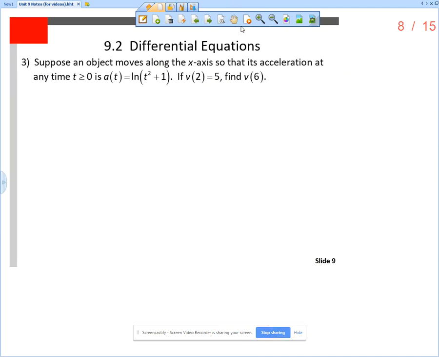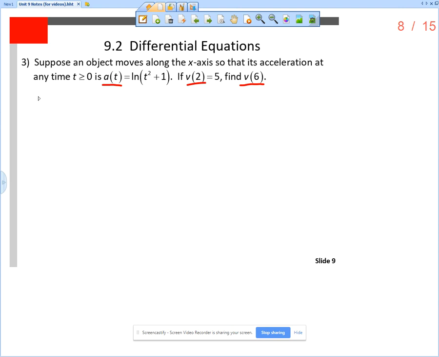All right, slide 9. Suppose an object moves along the x-axis so that its acceleration at any time t greater than or equal to 0 is a of t equals the natural log of t squared plus 1. If v of 2 is 5, find v of 6. All right, so first of all, okay, we're given a of t, but we're asked about v, right? So this is a differential equation.